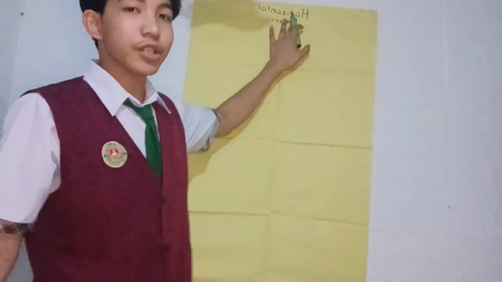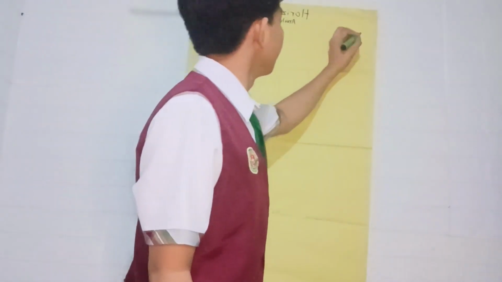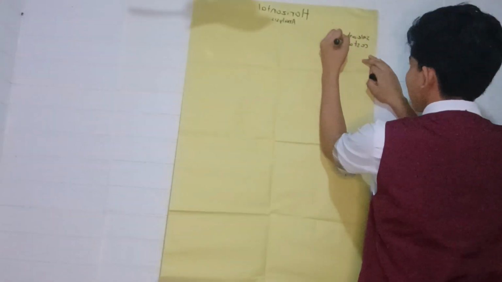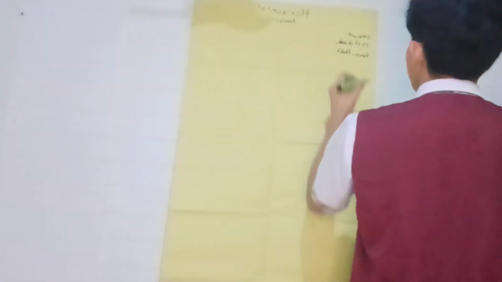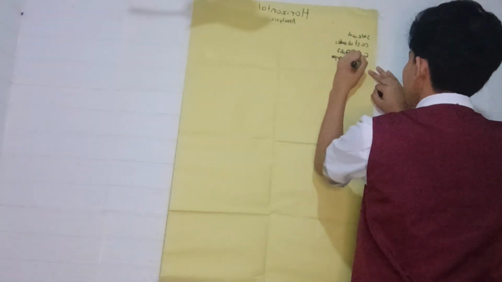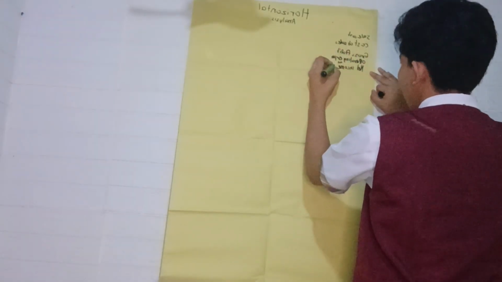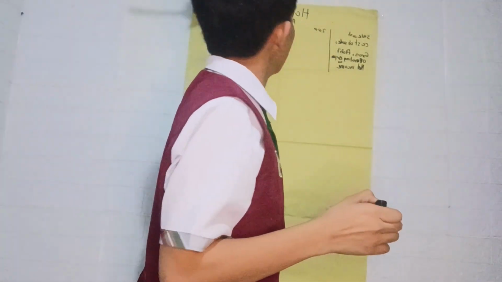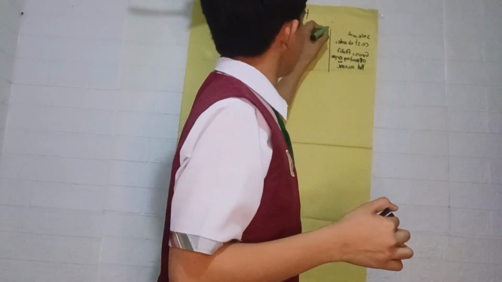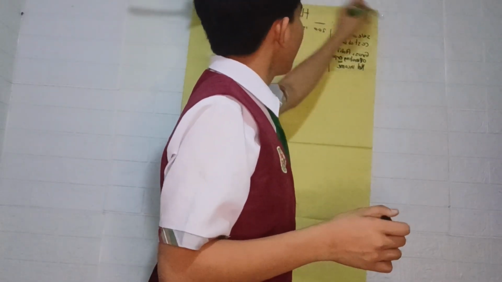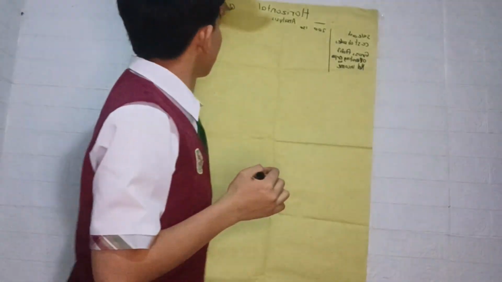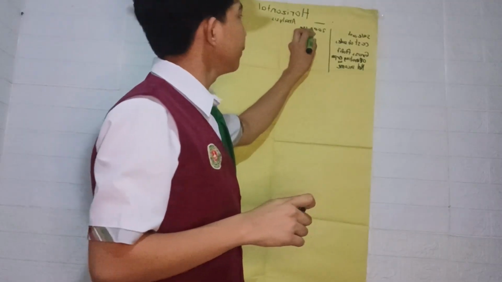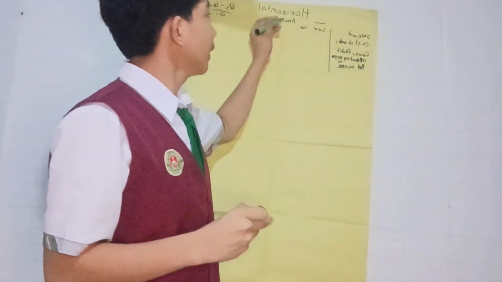We're going to talk about horizontal analysis. First, we need to see an example po: 200, then 150. Our formula po is Q2 minus Q1 over Q1. First we need to minus Q2 and Q1, and it will be 50.